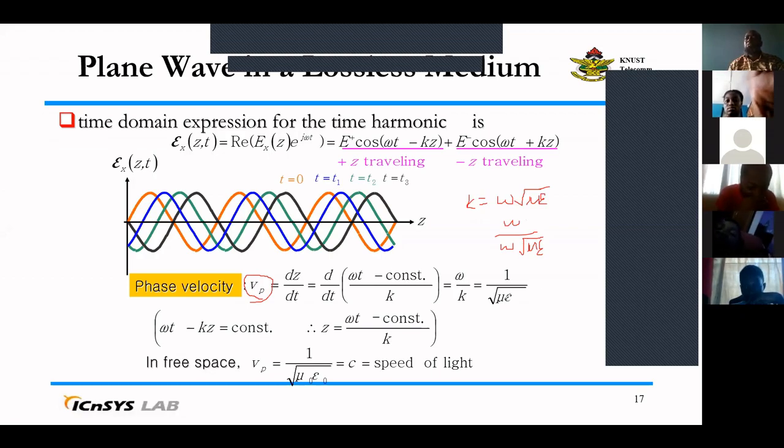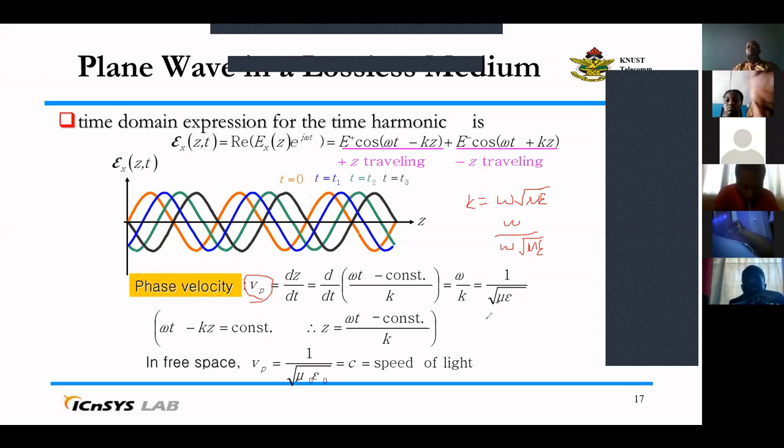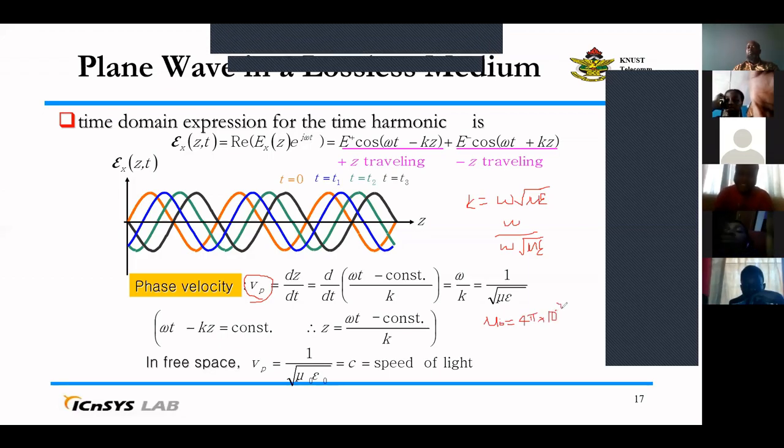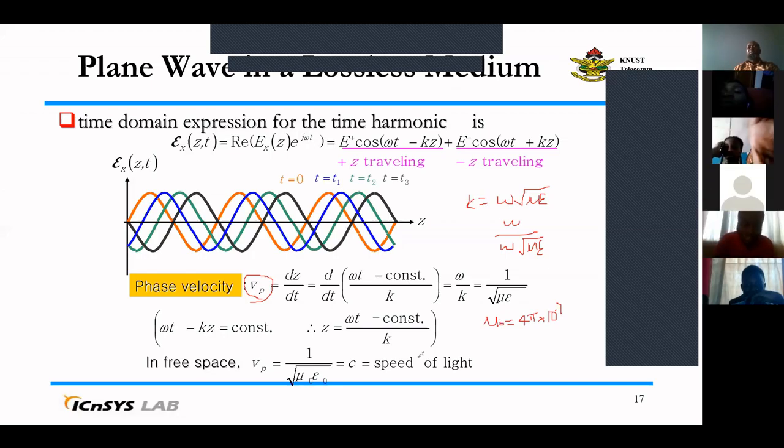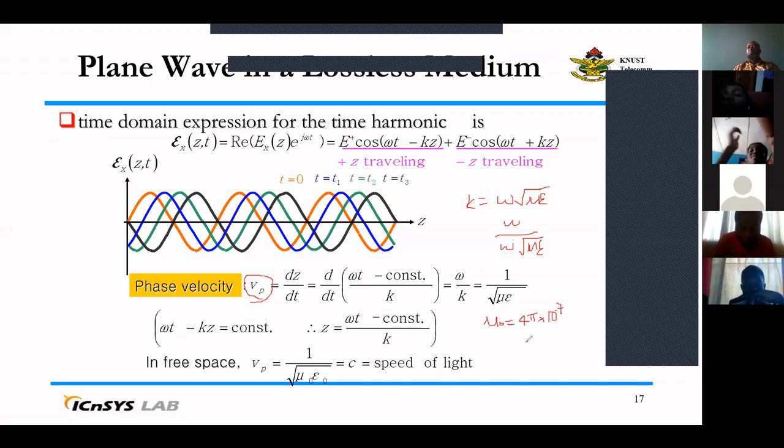Now in free space, this μ here will be equal to μ naught. Epsilon will be equal to epsilon naught. And you remember their values. What is the value of μ naught? μ naught was equal to 4π times 10 to the power minus 7 henries per meter. And epsilon naught was equal to 8.85 times 10 to the power what?